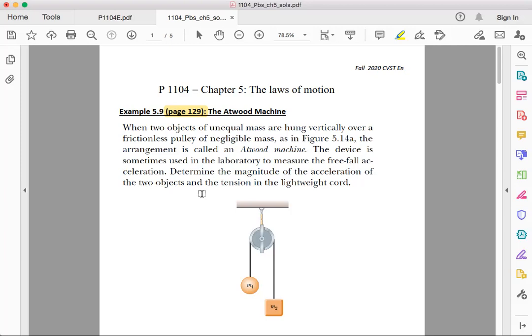So let's just read what is important in this given. First of all, this says that the two objects are of unequal mass, so M1 is different than M2, but we don't know what these masses are, so whether M1 is bigger or smaller than M2, and they are hung vertically over a frictionless pulley of mass M.